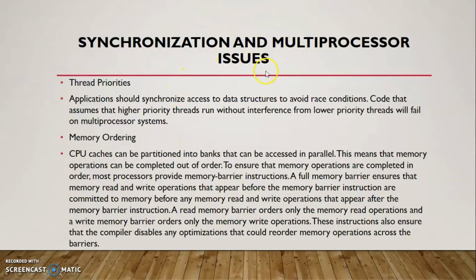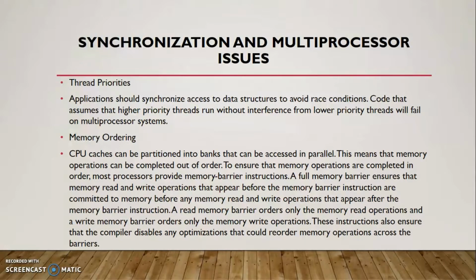Synchronization and multiprocessor issues. There are some issues in synchronization that usually occur. First, thread priorities. We have to consider two programs or two threads, one with a higher priority than the other. On a single processor system, the higher priority thread will execute first, and the lower priority thread may not be executed because the scheduler gives preference to the higher priority thread.